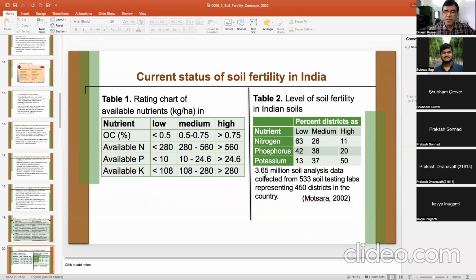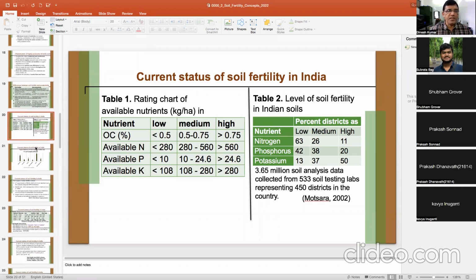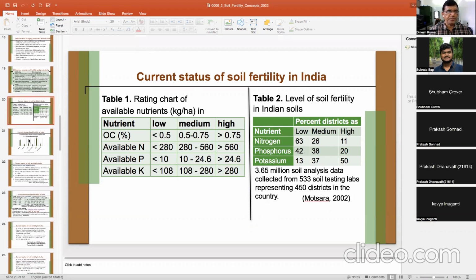They took 3.65 million soil analysis data collected from 533 soil testing labs, representing 450 districts in the country. At that time, we had around 450 districts. So this was pan-India soil sampling, and you can see that most of the samples were deficient in nitrogen, and also phosphorus. These were earlier results. Now, if you see the situation today, it is changing very fast. Changing fast means our fertility is declining very rapidly.